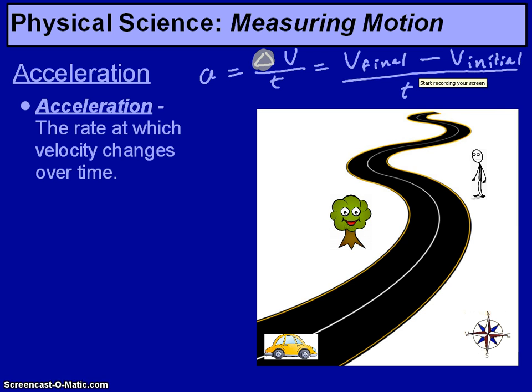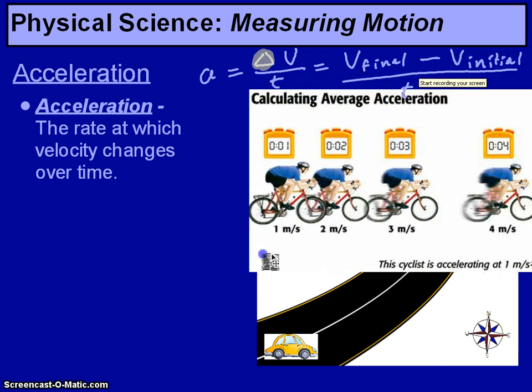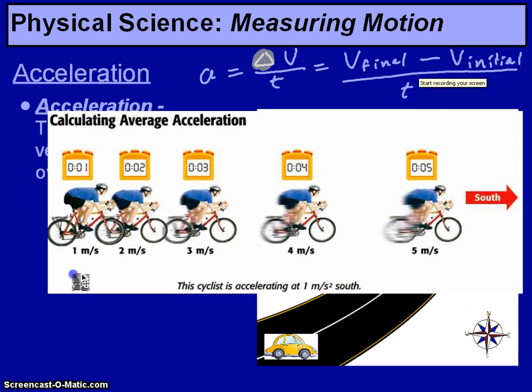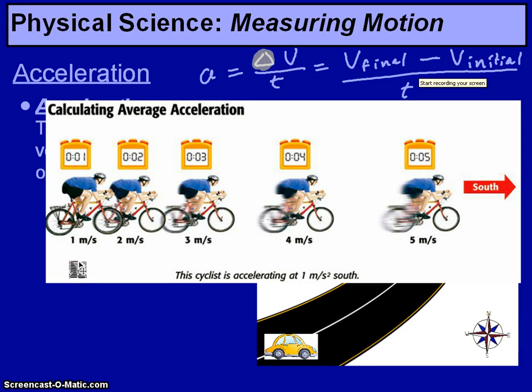All right, let me bring up another quick value, how to calculate average acceleration. If you'll notice with this little script that I just put up here, our bicyclist starts out going at 1 meter per second. About 2 seconds later, he is going at about 2 meters per second. 3 seconds later, he's up to 3 meters per second. So basically, every single second, he is accelerating.